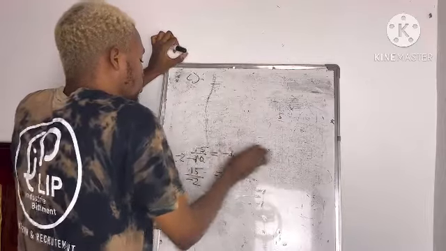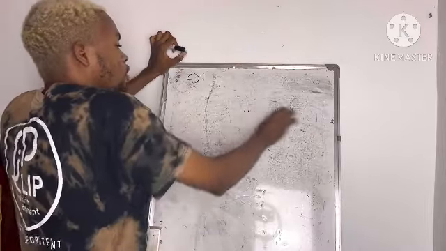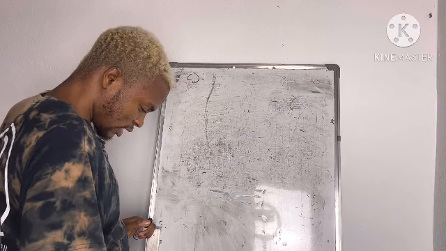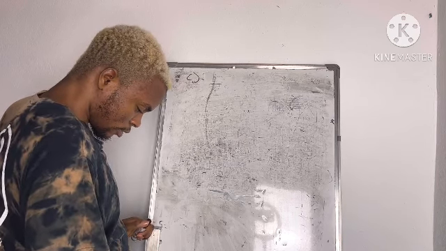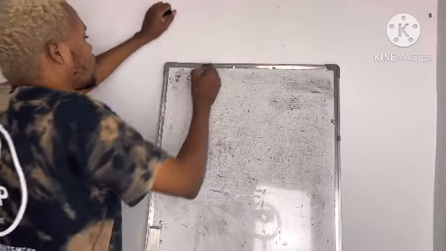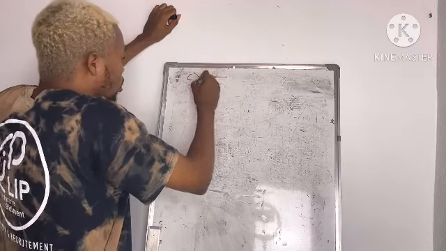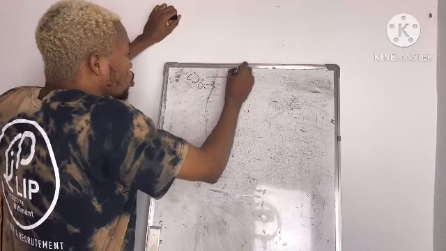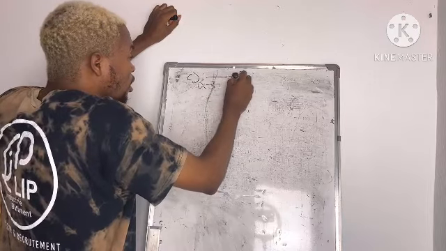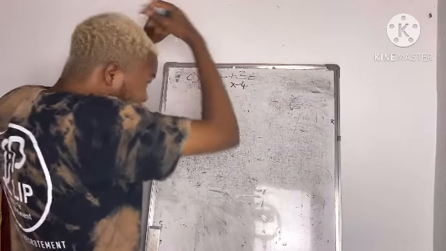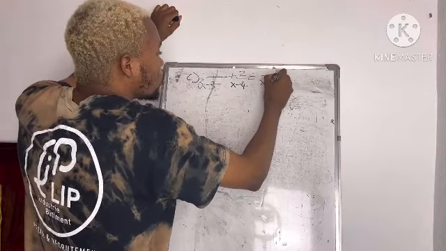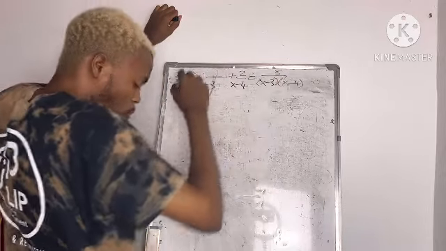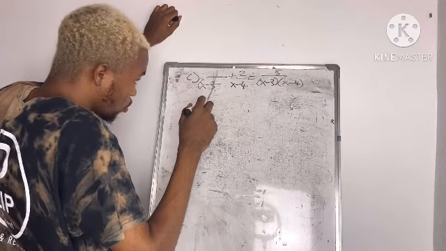Okay, let's check on another question. 1 over x minus 3 plus 2 over x minus 4 equals 5 over x minus 3 times x minus 4.